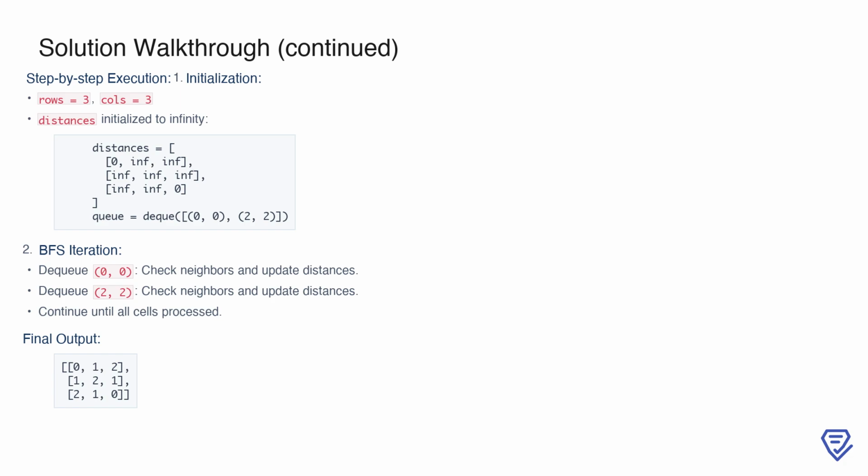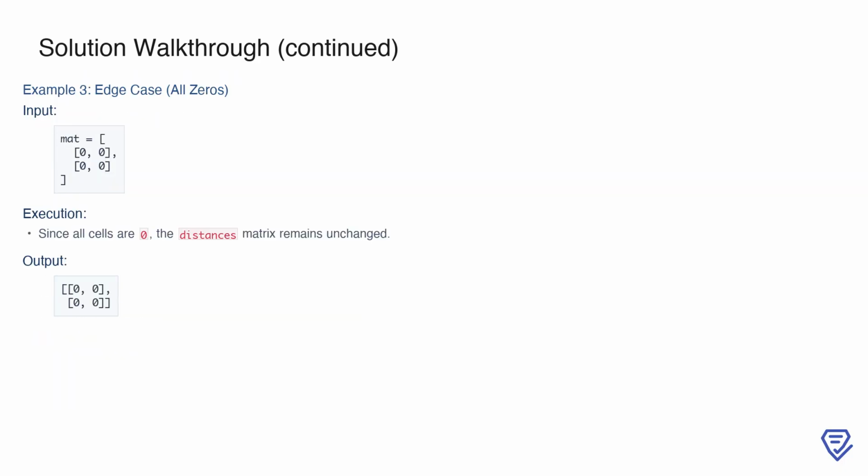This process continues until no more updates are possible. The final output matrix for this example is 0, 1, 2, 1, 2, 1, 2, 1, 0. For an edge case where the input matrix contains only zeros, the execution is straightforward. Since all cells already have a distance of 0, there is no need to perform BFS or any updates. The distances matrix remains the same as the input matrix. This demonstrates the efficiency of the algorithm, as it quickly identifies when no further computation is necessary. The output matrix in this case is 0, 0, 0, 0.